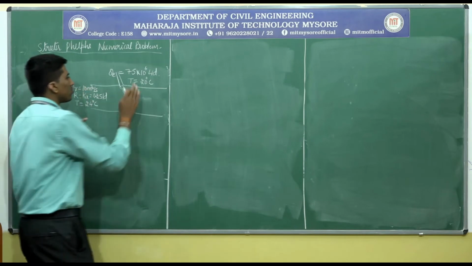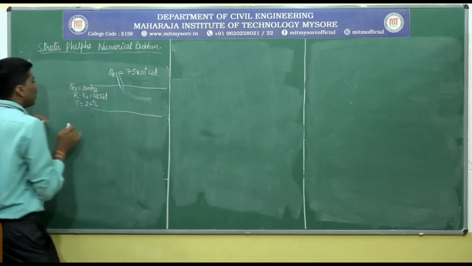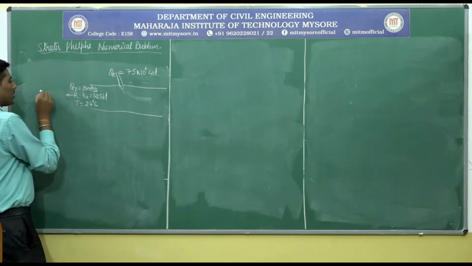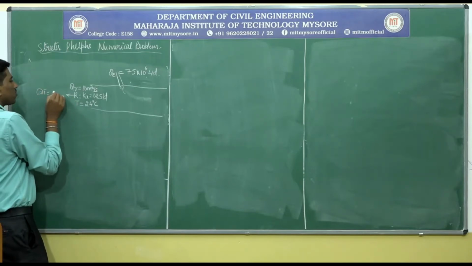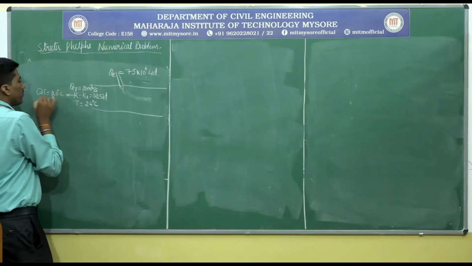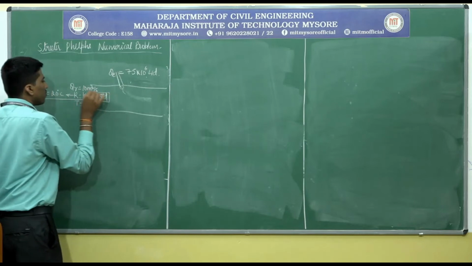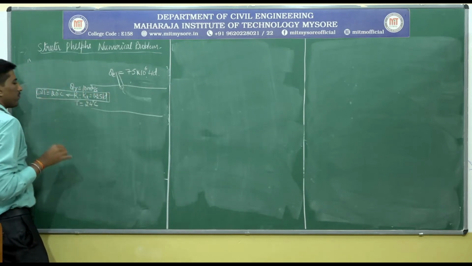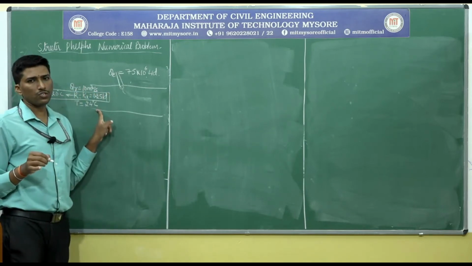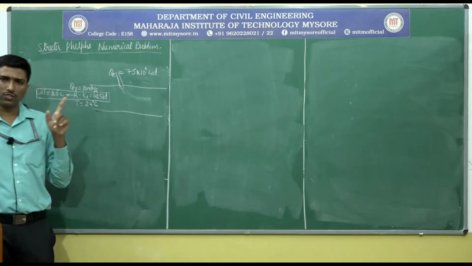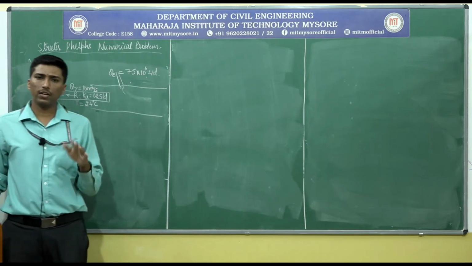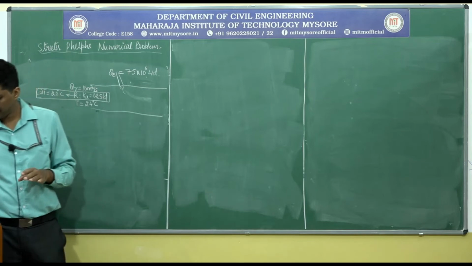Here it is 20 degrees. That is the reaeration coefficient. This is for temperature T equal to 20 degrees, K is 0.25 per day. And what about the river water condition? It is 24 degrees. There is a change in the temperature, so apply the temperature correction factors.